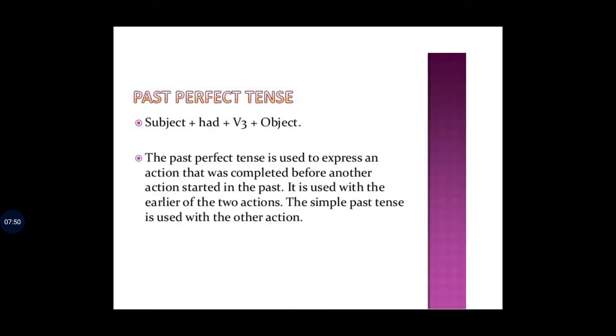Let's see the next one. Past perfect tense, subject, had, V3 plus object form. Past perfect tense is used to express an action that was completed before another action started in the past. It is used with the earlier of the 2 actions. Simple past tense is used for the other one.